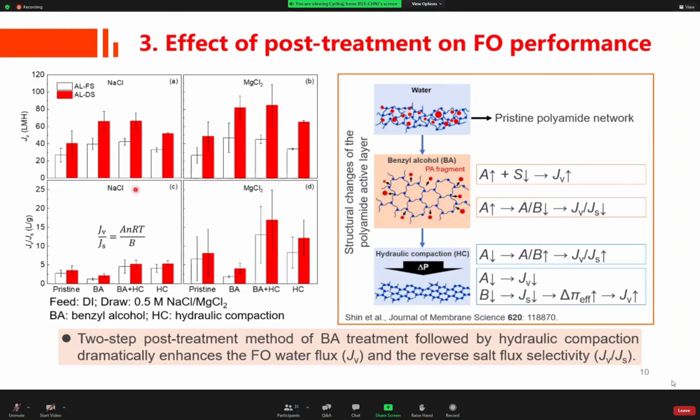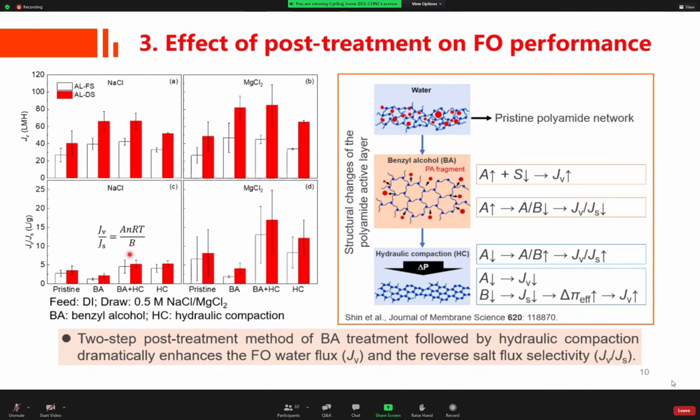After further post-treatment by hydraulic compaction, reverse salt flux selectivity is improved considerably relative to the BA membrane post-treated only by benzyl alcohol. This could be explained by the significant structural densification of the polyamide network under hydraulic pressure. Benzyl alcohol treatment reduces the modulus of the polyamide layer by increasing the chain flexibility, making it more flexible and compliant, thus more susceptible to structural densification under hydraulic compaction, resulting in notably decreased water permeability and increased permselectivity.